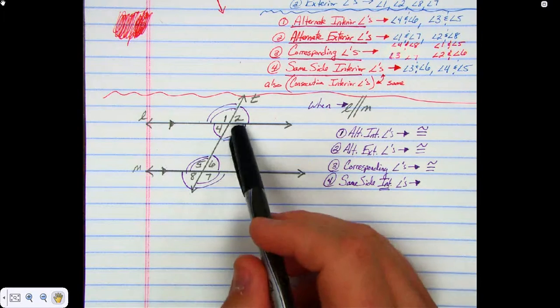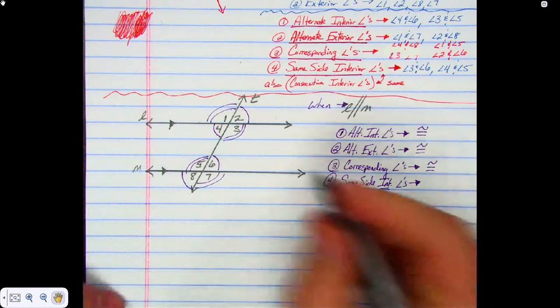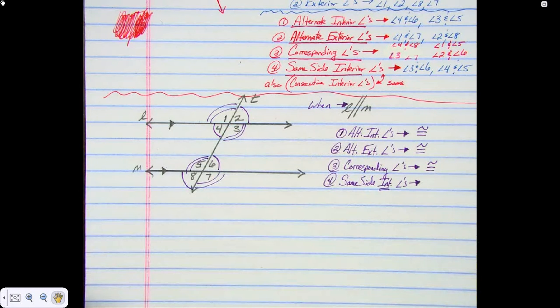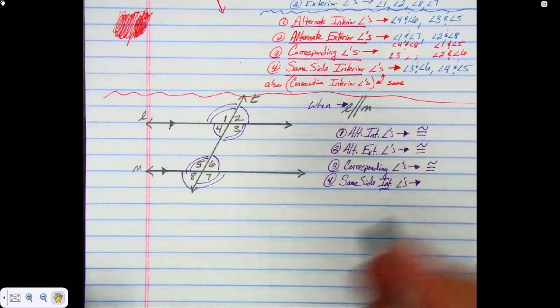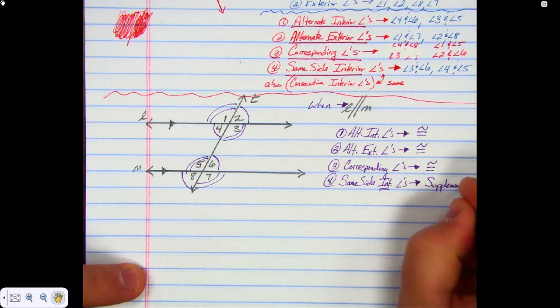Yes. Opposite angles. Do these? No, they don't. I think they are. Guess what? They are not congruent. There is one that's different, but they still relate to each other in a special way. They are supplementary.